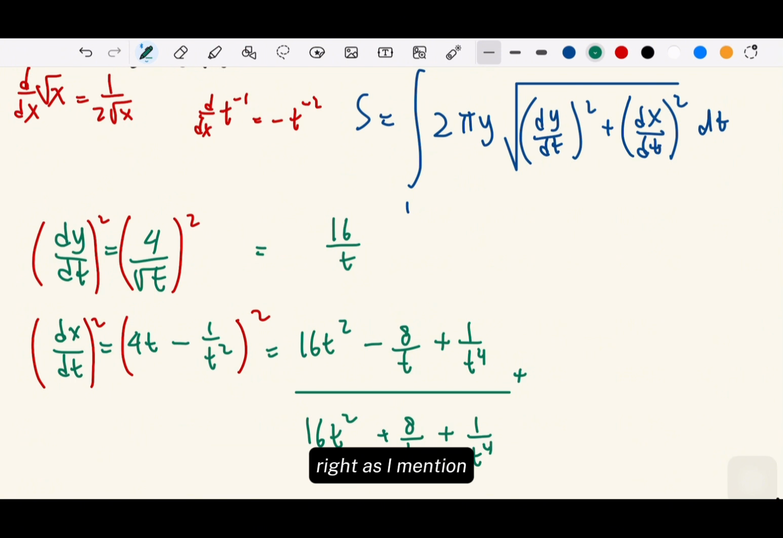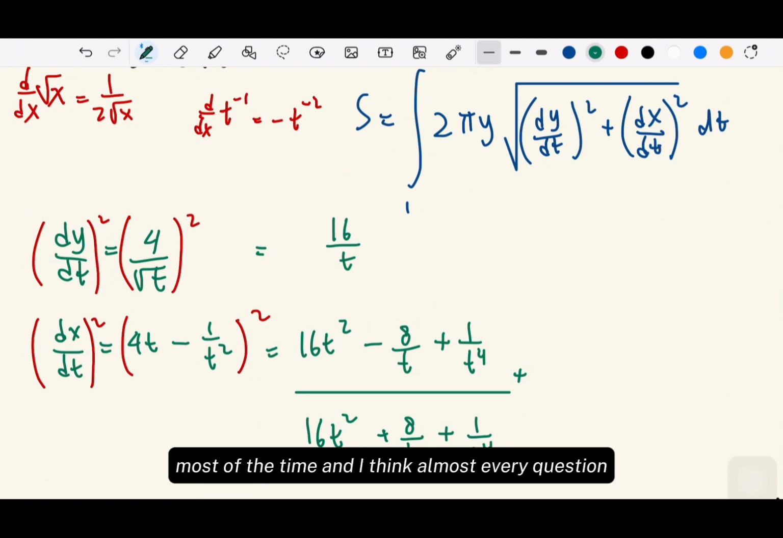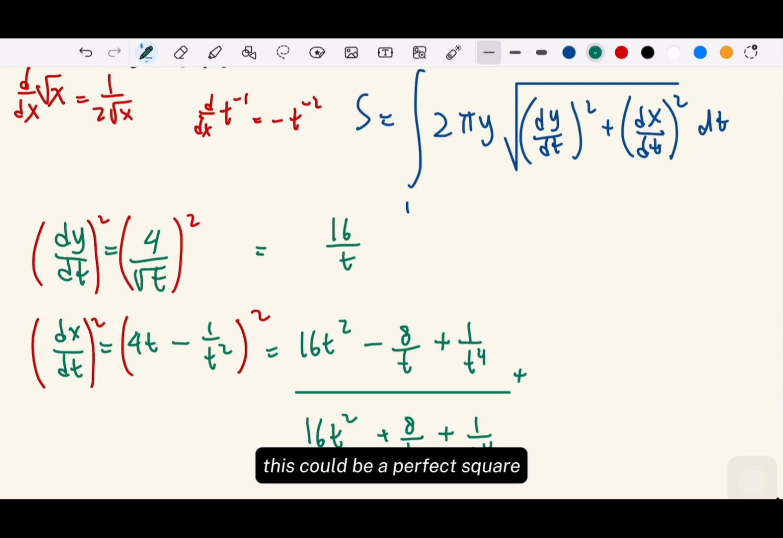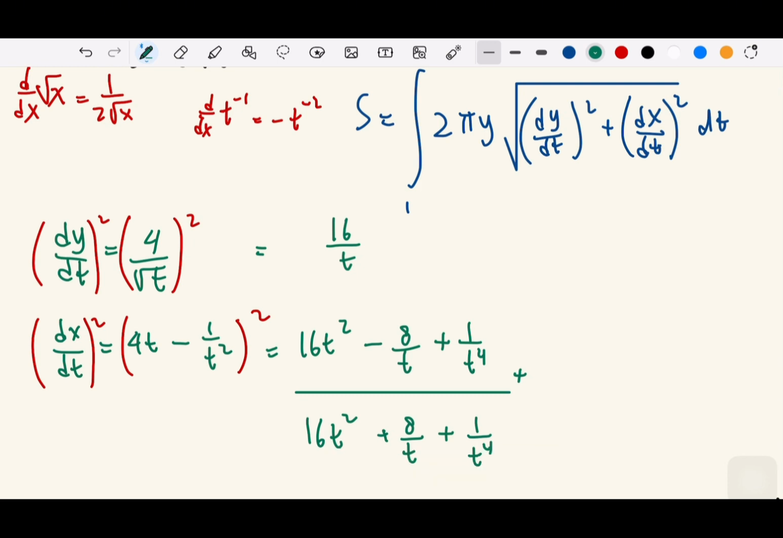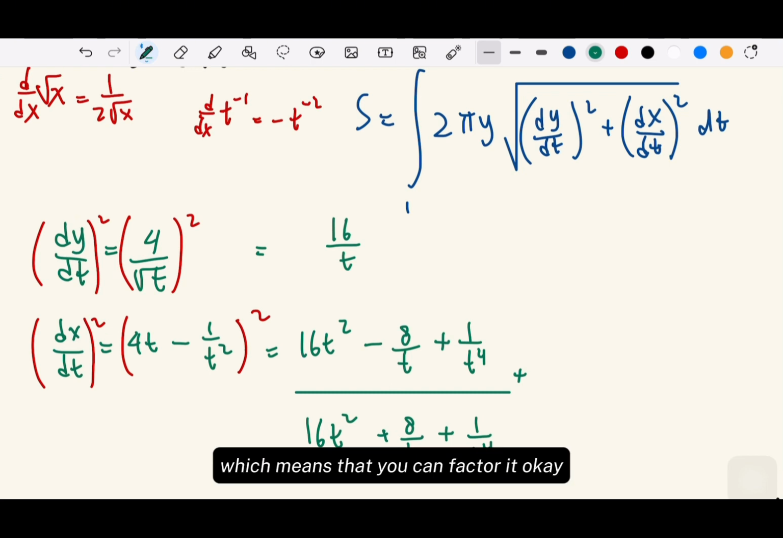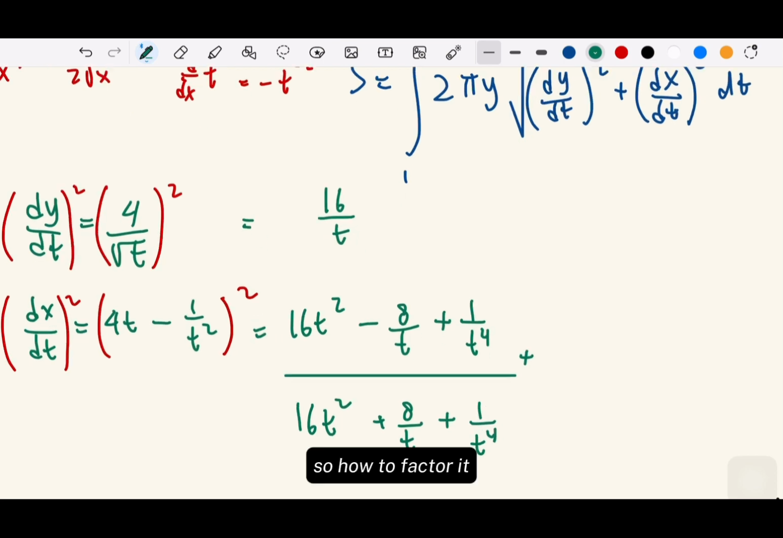As I mentioned, most of the time, and I think almost every question with surface area and arc length, this inside expression usually can be cancelled out. So if you have a quadratic equation, this could be a perfect square, which means that you can factor it, okay? So how to factor it?